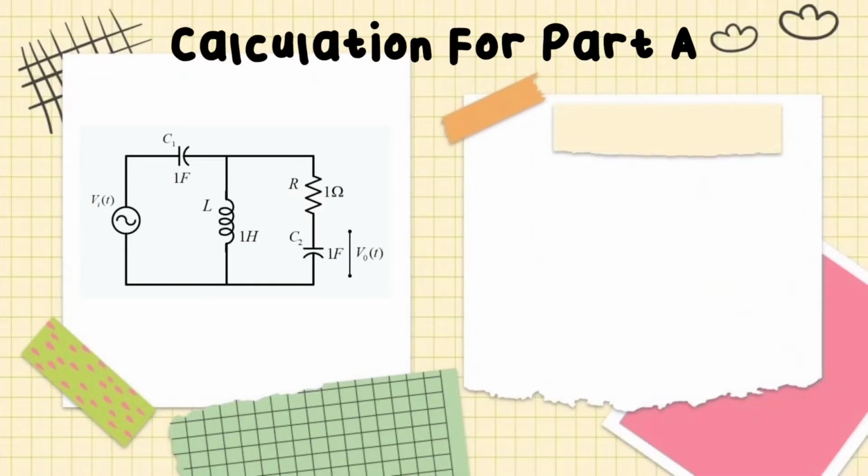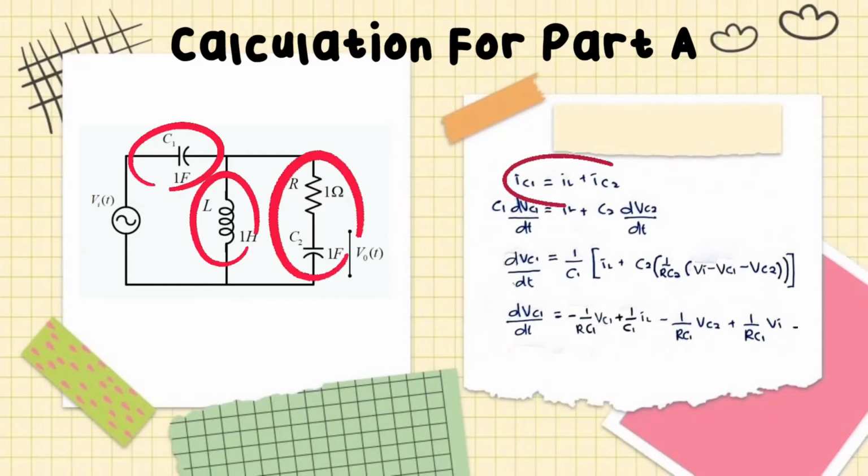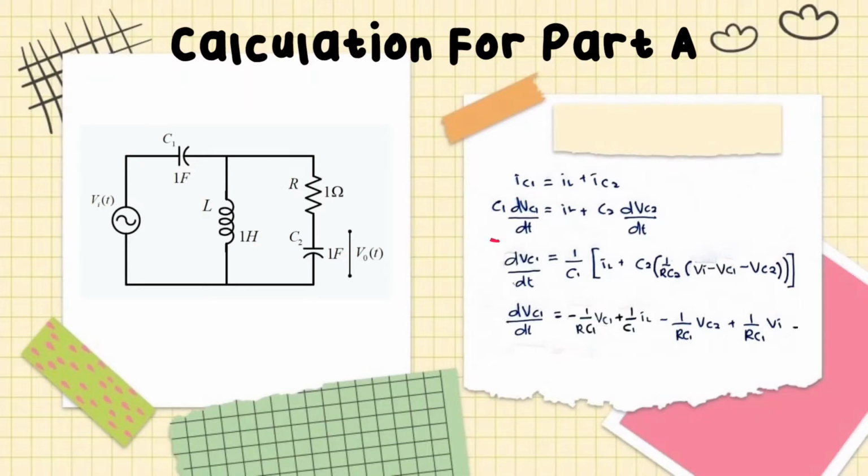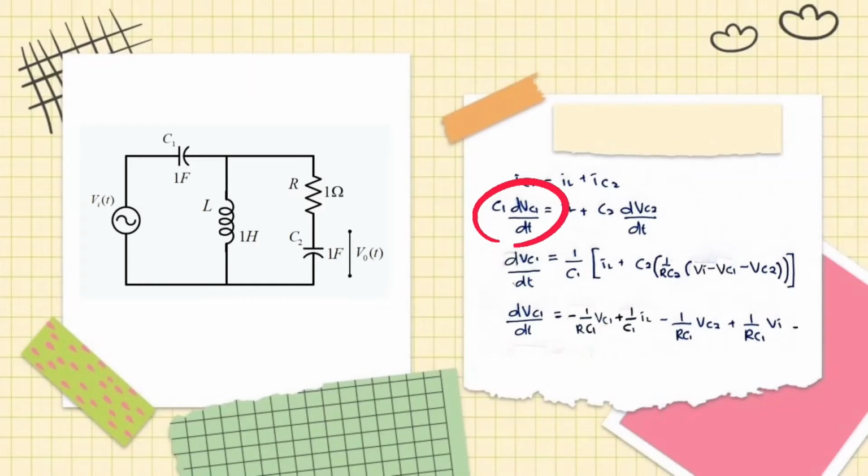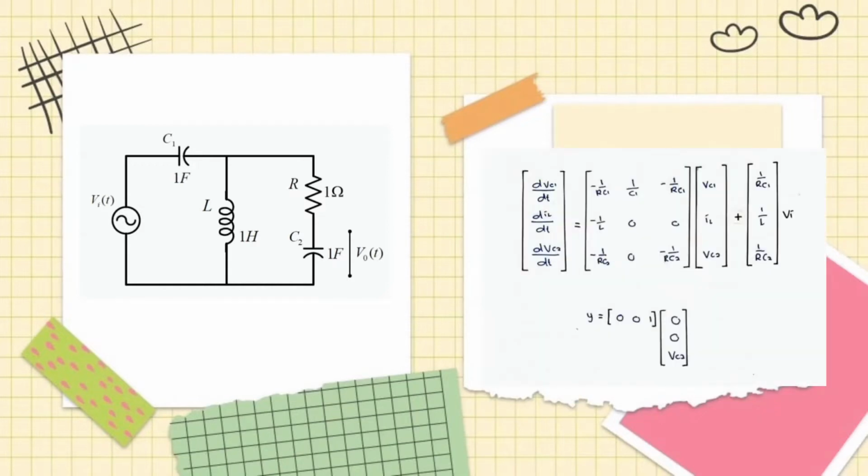By using nodal analysis method as well, we can get the equation IC1 equal to IL plus IC2. Then convert IC1 and IC2 to the derivative equation of C dVC per dt and find the equation for dVC per dt. By using the derivative equations obtained, it can be written in vector matrix form. Because the output voltage is at capacitor 2, the voltage of capacitor 2 will be 1.